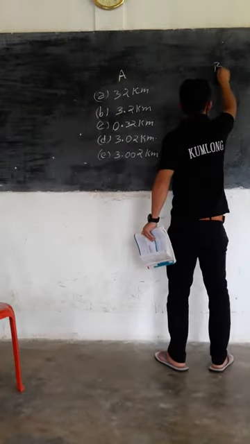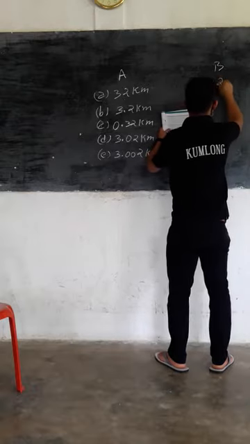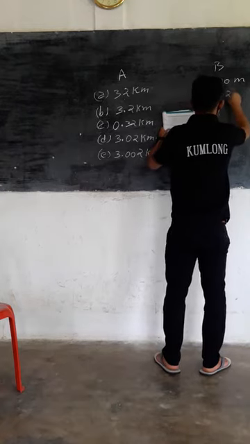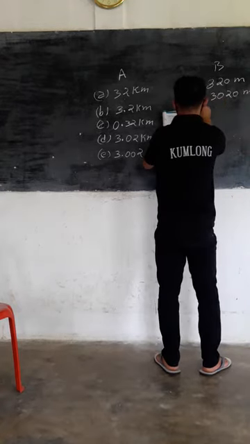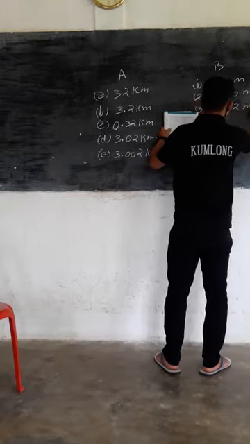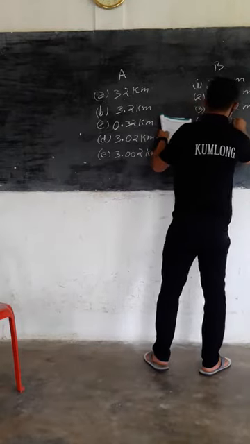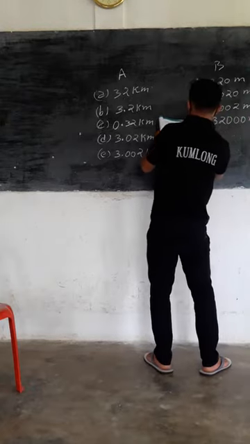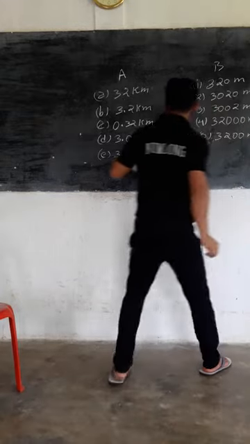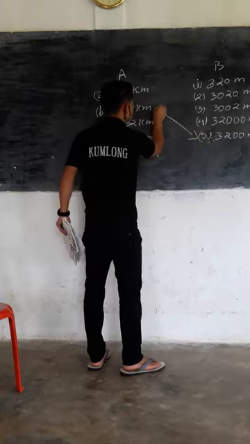Number B part, number 1, is given as 320 meter. Number 2, 3020 meter. Number 3, 3002 meter. Number 4, 32000 meter. Number 5, 3200 meter. The first answer is already done. This one is this. It's already done.